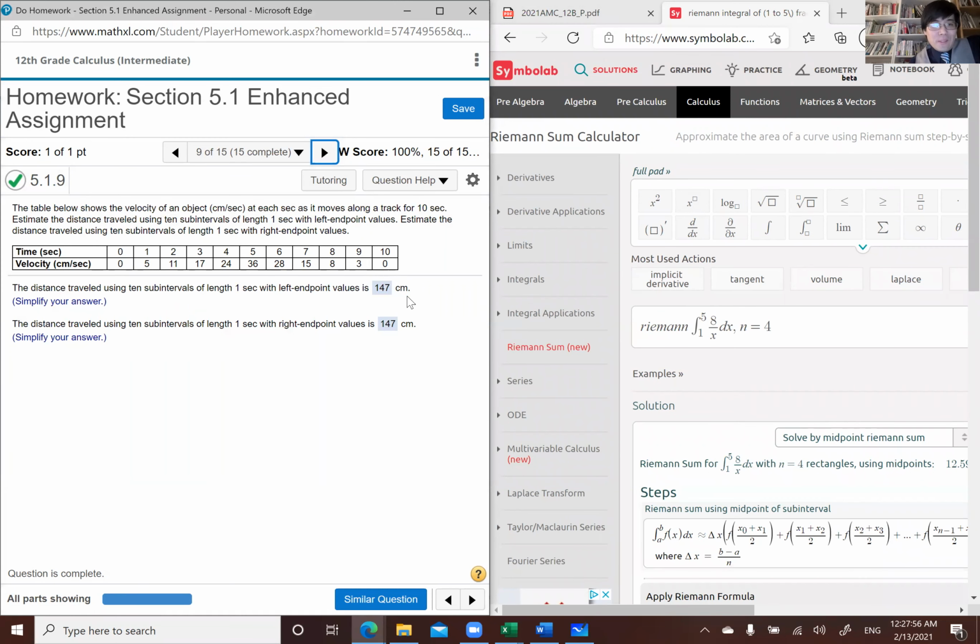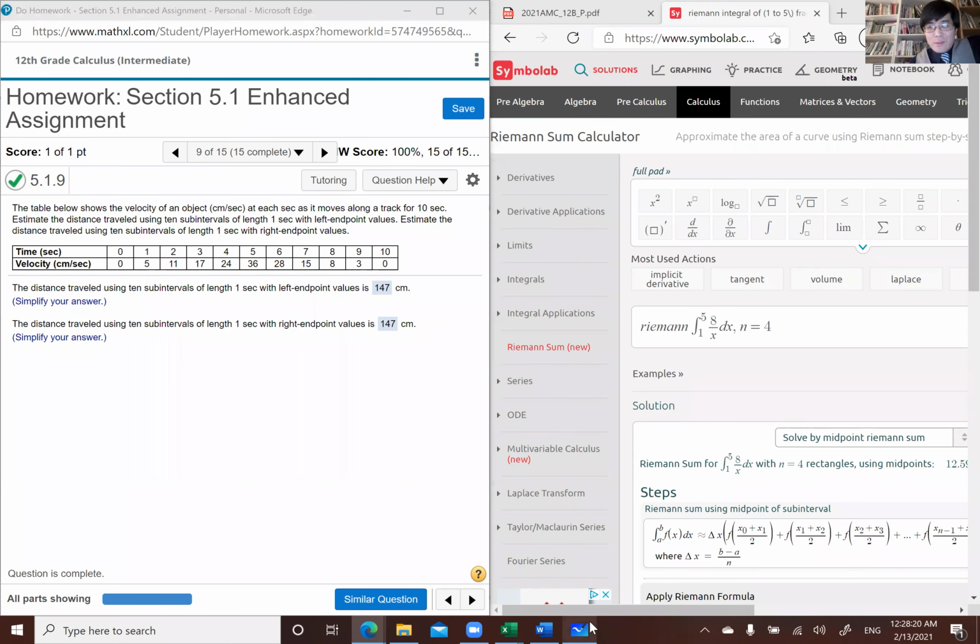Okay, now a slightly different question. The table below shows the velocity of an object at each second as it moves along a track for 10 seconds. Estimate the distance traveled using 10 subintervals of length 1 second with left endpoint values. Estimate the distance traveled using 10 subintervals of length 1 second with right endpoint values as well.